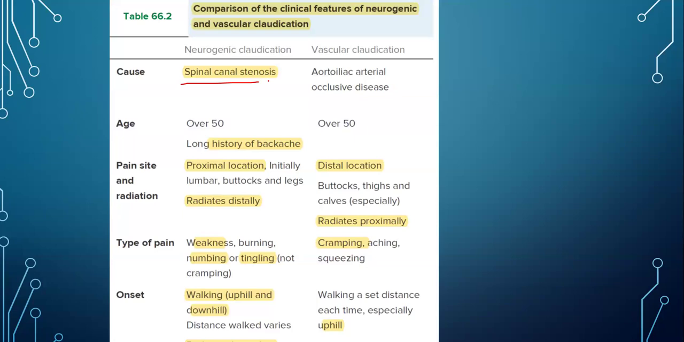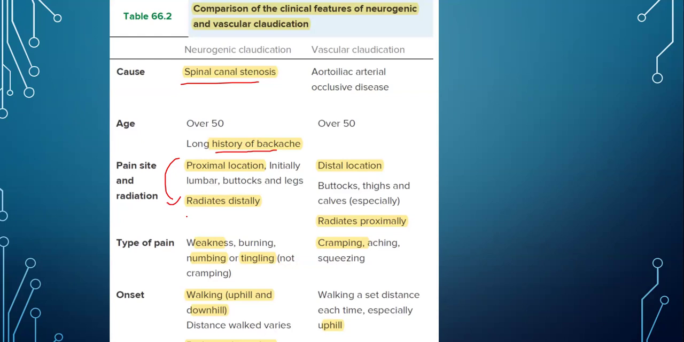So the patient who has spinal canal stenosis, their main symptom should be a long history of back pain. And the pain will start from the back and then go to the buttock, then the thigh, then the lower leg. So it goes from proximal to distal. Okay.